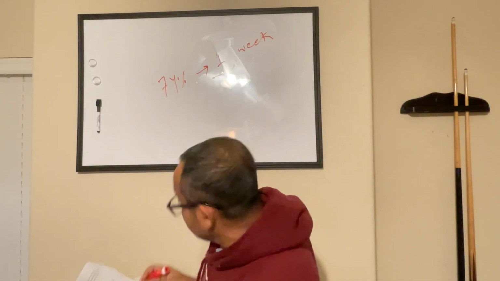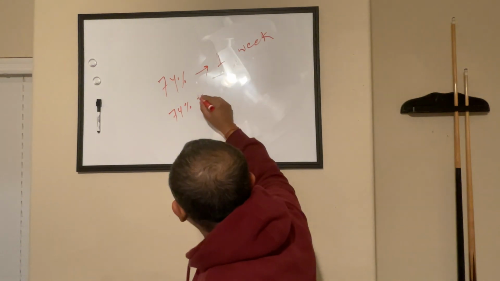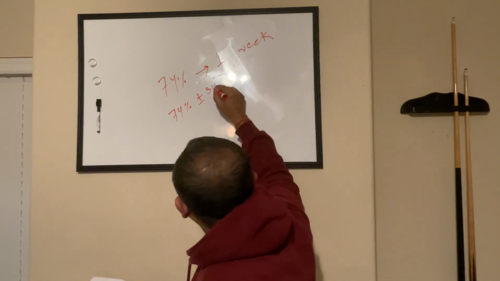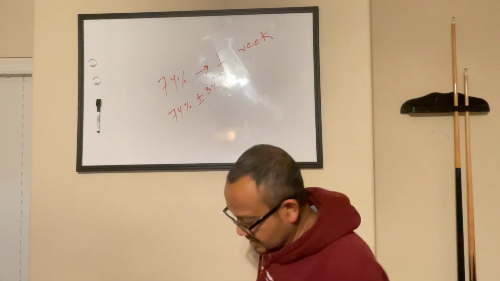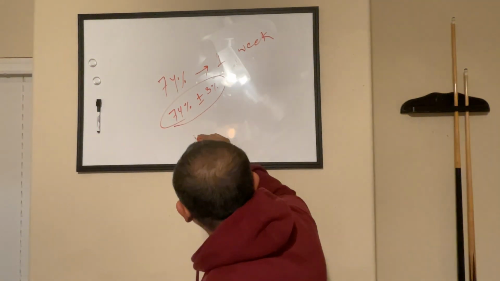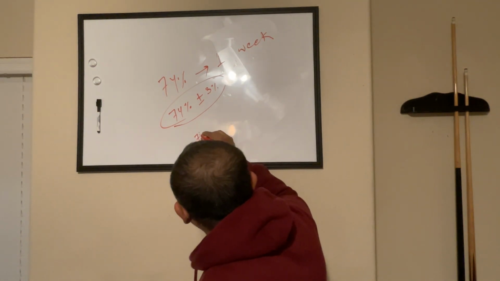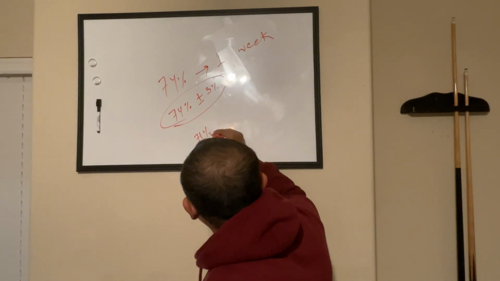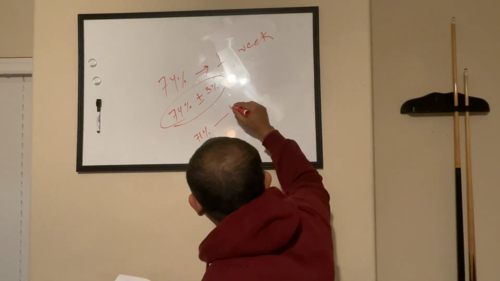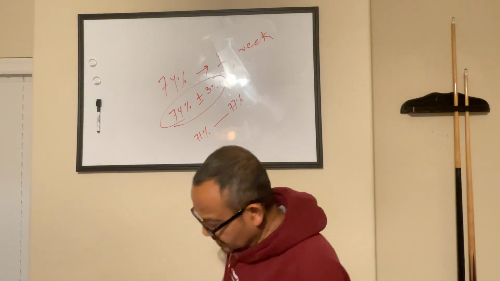With a margin of error of 3%. So margin of error means this. If I have to expand this, how I'll write it is: 74 minus 3, 71%, and 74 plus 3, meaning 77%. This is the range.